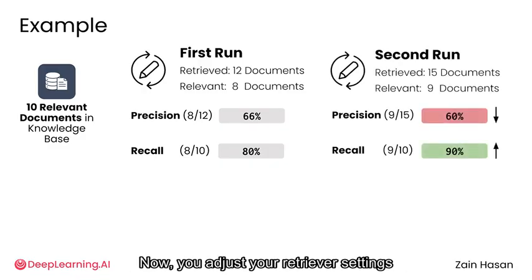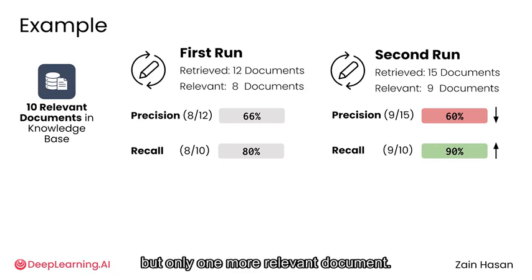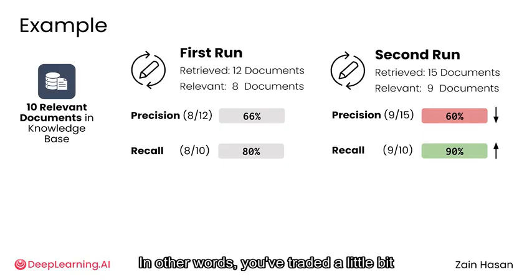Now, you adjust your retriever settings and run the prompt through it again. On this second run, it returns 15 documents, 9 of which are relevant. Your retriever returned 3 more documents than last time, but only 1 more relevant document. Precision drops to 60%, or 9 out of 15. Recall, however, increases to 90%, as you found 9 of the 10 relevant documents this time. In other words, you've traded a little bit of precision away to get a bit more recall.